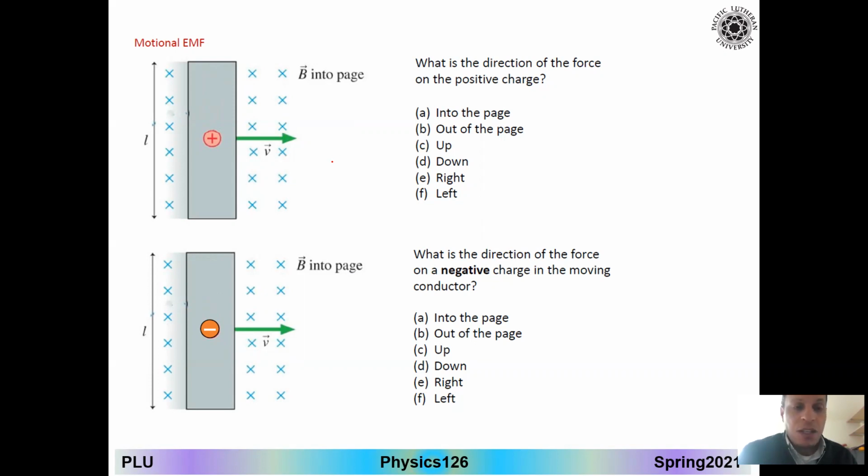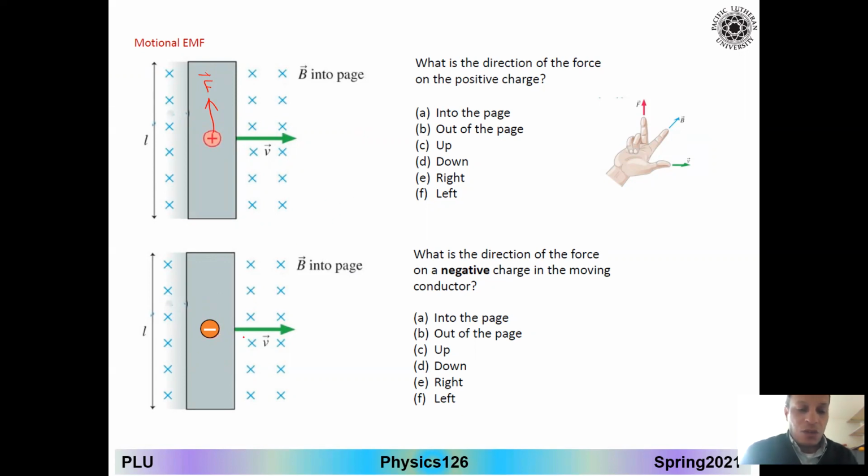Okay, here we go. Here is the right hand rule that we apply. The velocity points to the right and the magnetic field points into the page, and you see the magnetic force points up. So for the positive charge, I have the magnetic force pointed up.